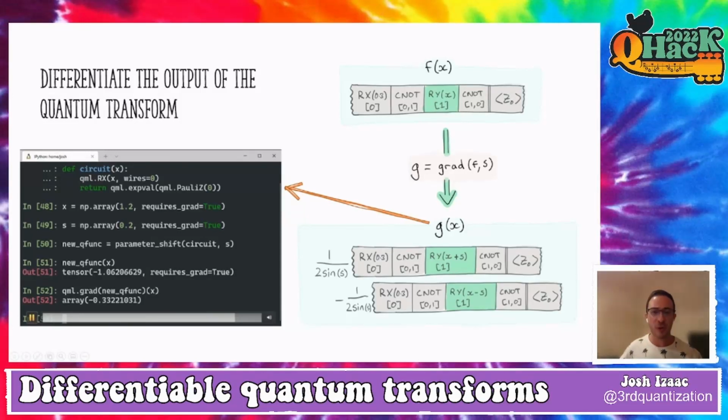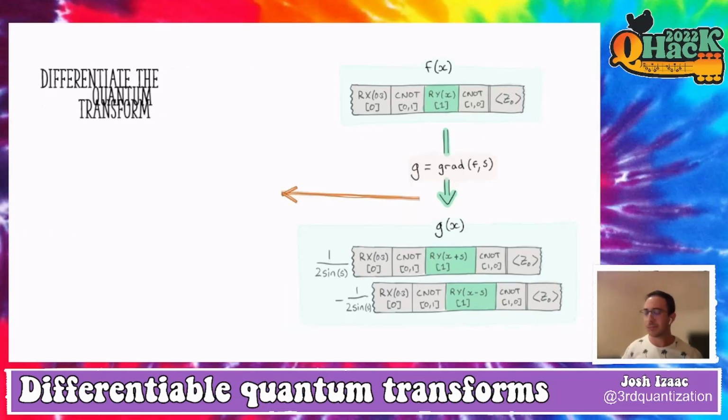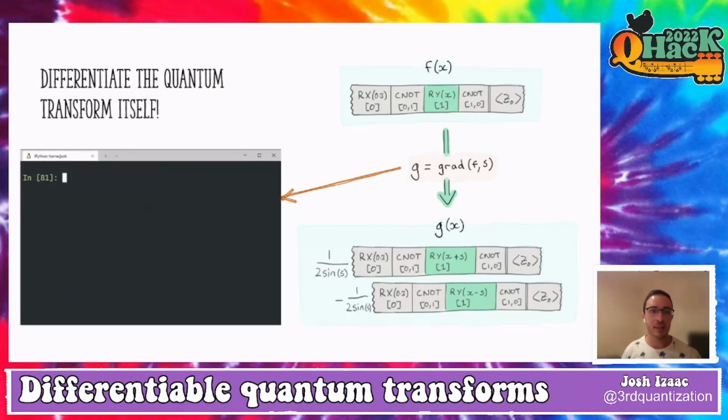But we can go even further than that. So I mentioned that we can differentiate the output of a differentiable quantum transform. But the really neat thing is we can also differentiate the quantum transform itself. So if you have a look back here, this quantum transform has a hyperparameter s, which is the shift value. And this shift value can be an arbitrary float. So what this means is we can not only differentiate the output, but we can differentiate applying the quantum transform and get the gradient at s. So let's have a look at what this looks like.